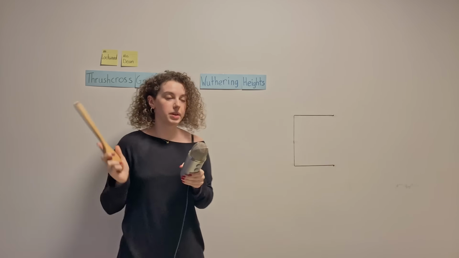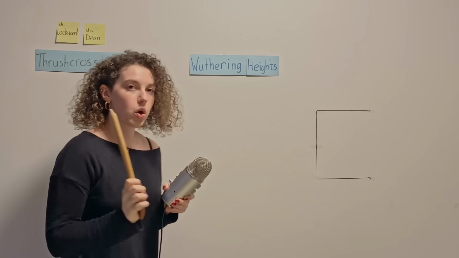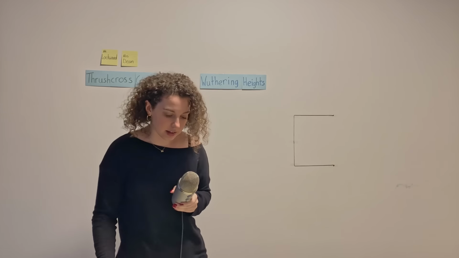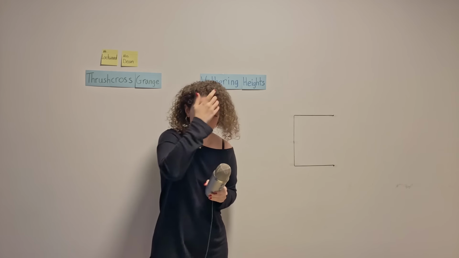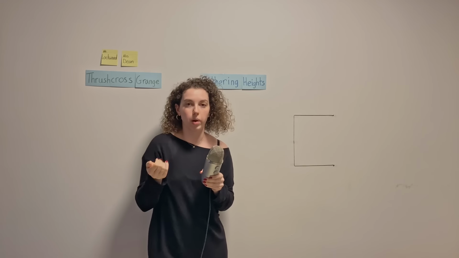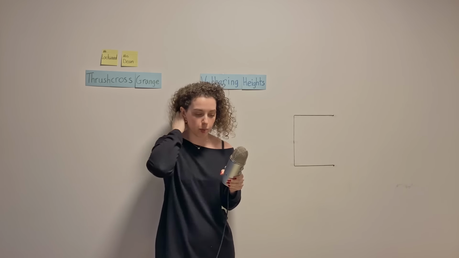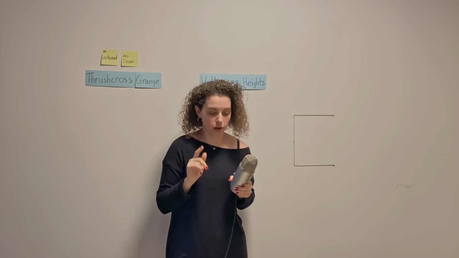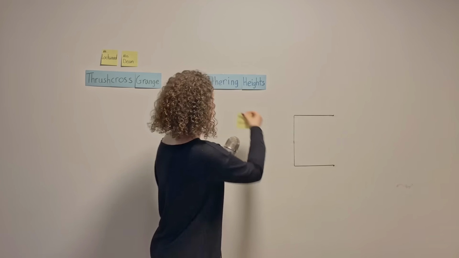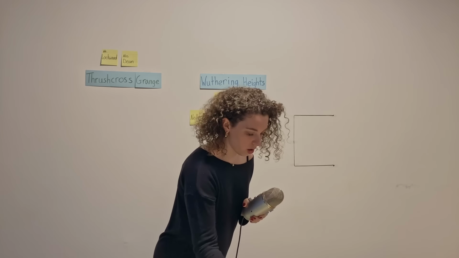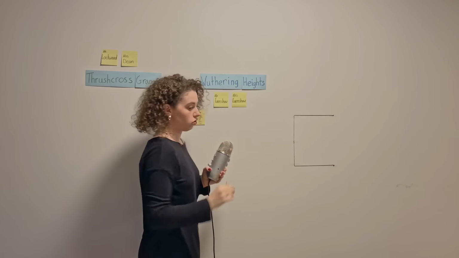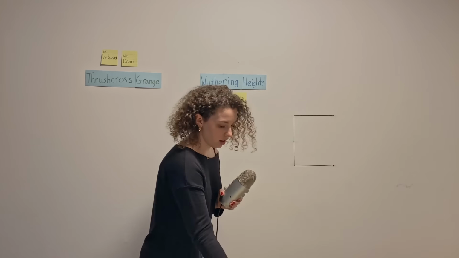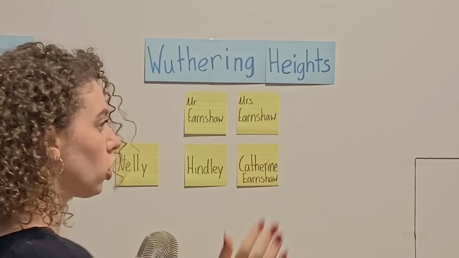So our story begins at Wuthering Heights, and we learn that Mrs. Dean's name is Ellen. She was at Wuthering Heights as a child because her mother was a servant there and everybody called her Nelly. And so at Wuthering Heights, there was Mr. Earnshaw, Mrs. Earnshaw, and then their 2 children, Hindley and Catherine Earnshaw.